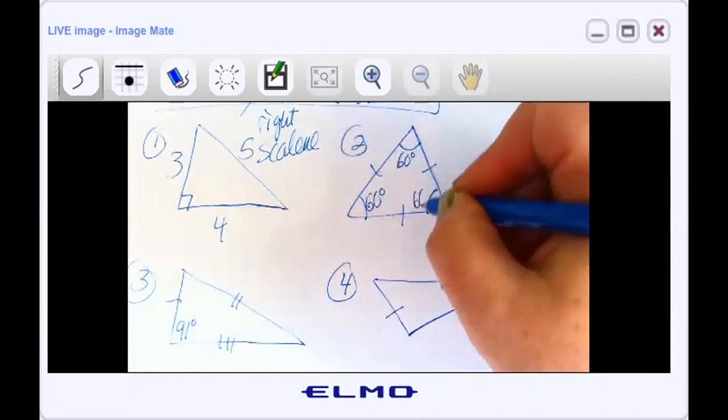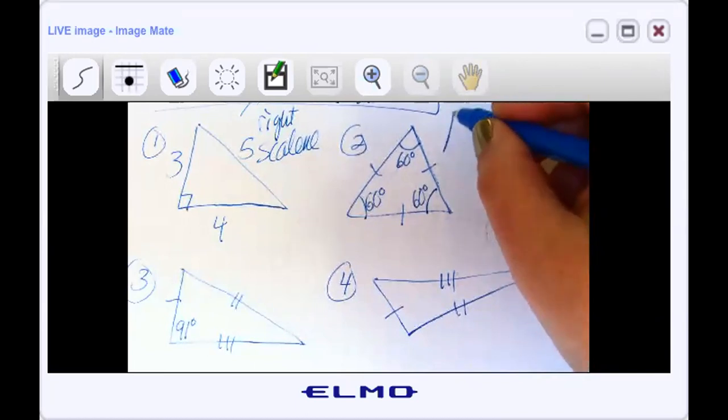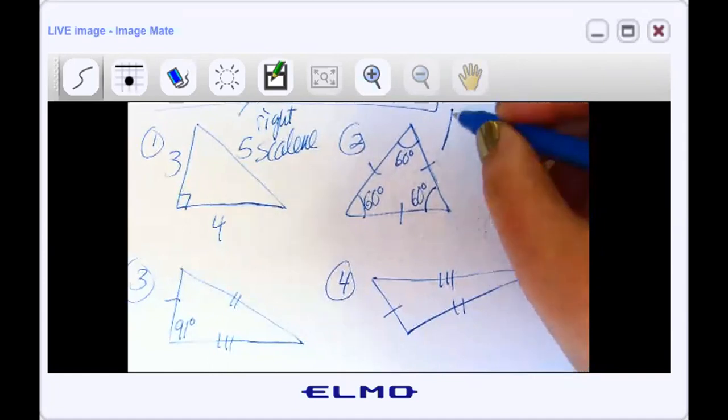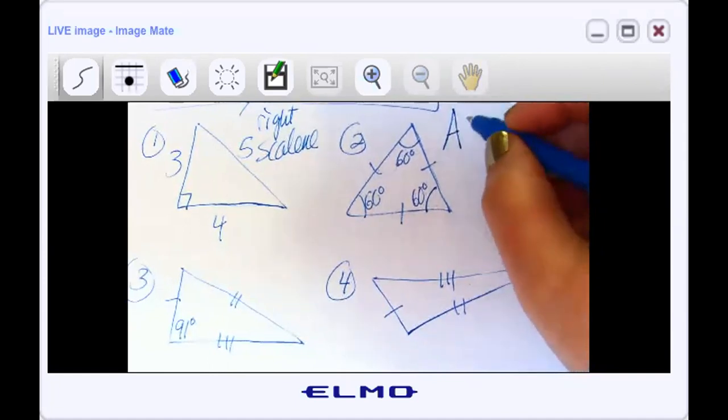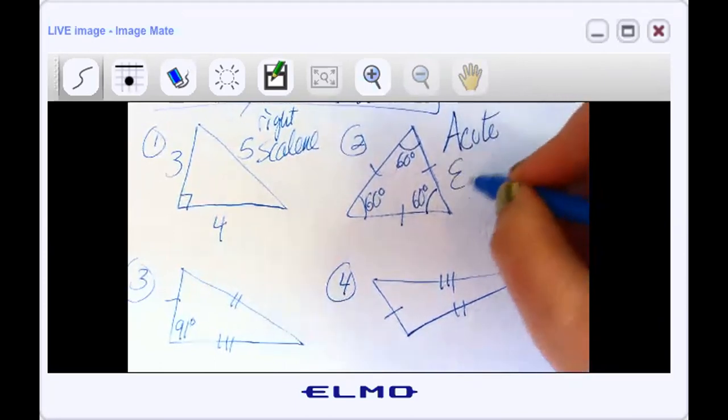which means that if you classify by angle, it would be, equilateral is for the sides, but for the angles out of acute, right, or obtuse, we're going to go with acute. So it would be an acute equilateral.